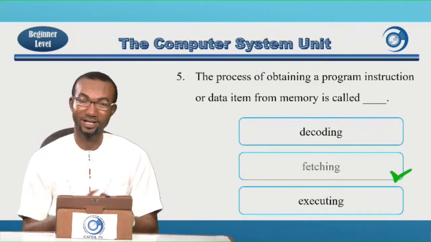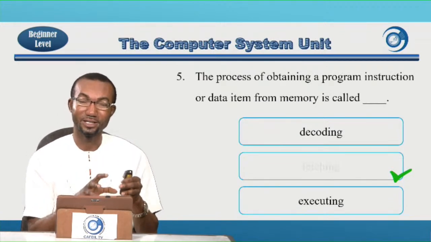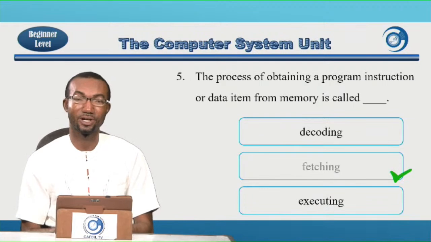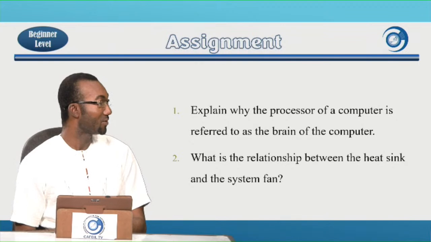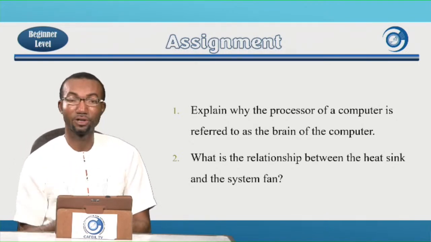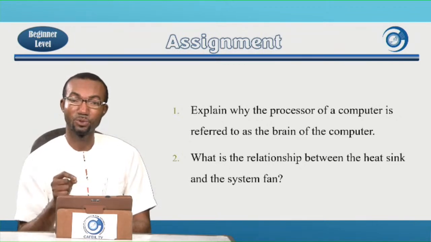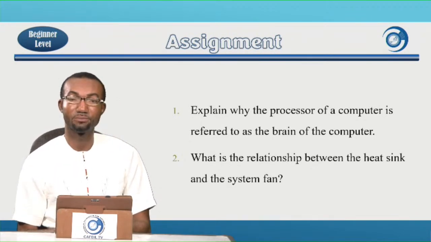Viewers, we have all done well, and I believe you have understood the function of the CPU, the heat sink, and the system fan. Now, before we leave, let's take this assignment. 1. Explain why the processor of a computer is referred to as the brain of the computer. And then 2. What is the relationship between the heat sink and the system fan?